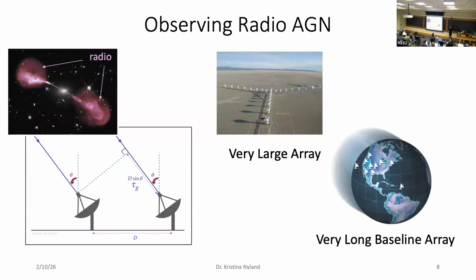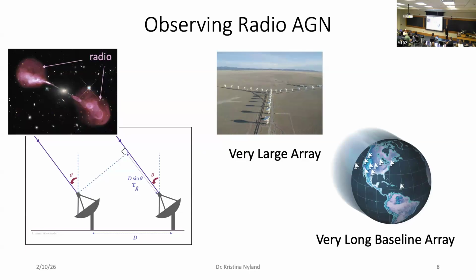So how do we observe radio AGN? This is Hercules A, another very famous radio galaxy. And we use a technique to image the radio emission from sources like this called interferometry. In interferometry, we actually multiply the signals from a series of antennas. This is a cute cartoon of a single baseline.